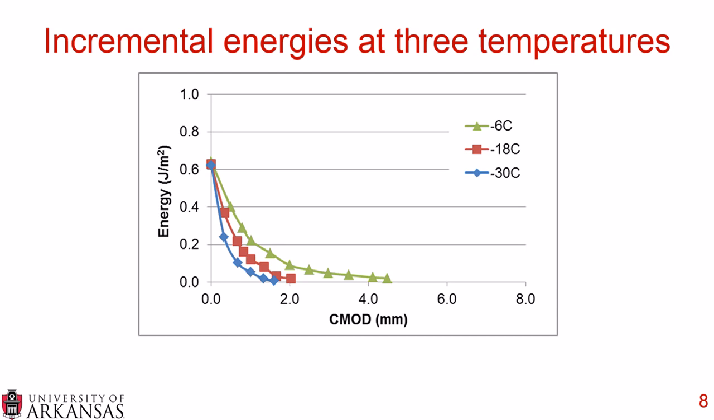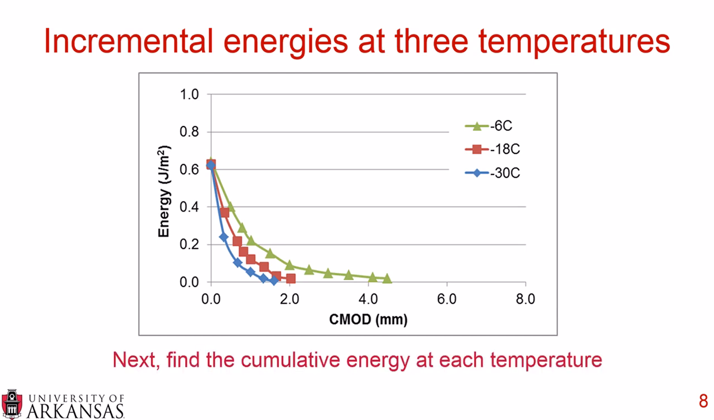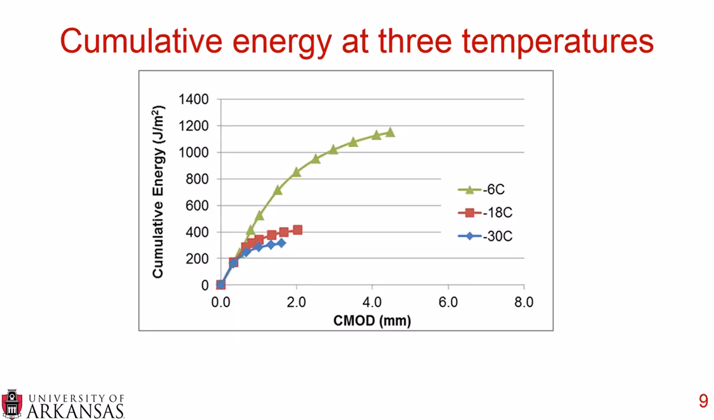3 temperatures. Once we have these incremental energies, we want to find the cumulative energy at each temperature. So simply taking the sum of these curves, and you can see these are the cumulative energies at the 3 temperatures. So before, with the incremental energies, the minus 6 degrees Celsius had the highest incremental energy, so it makes sense that it would also have the highest cumulative energy. And you can see another interesting trend here is that as the temperature increases, the CMOD at the maximum cumulative energy also increases.